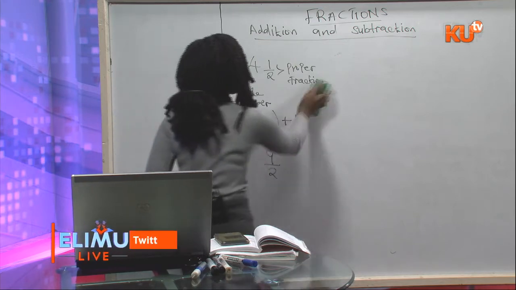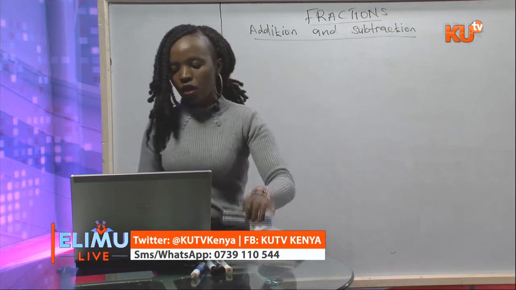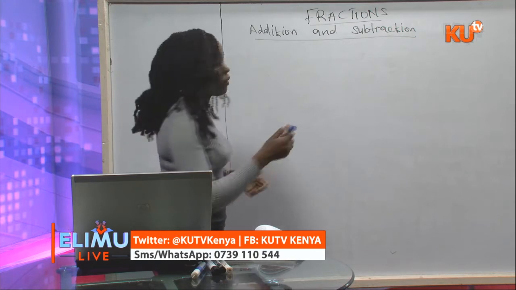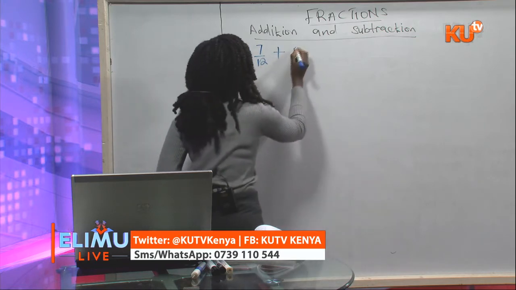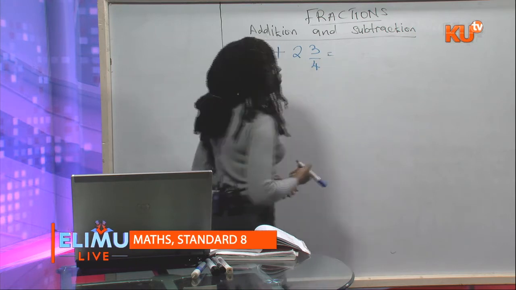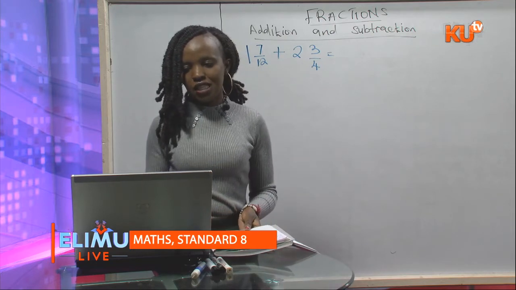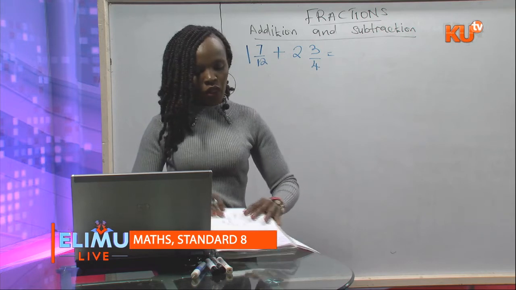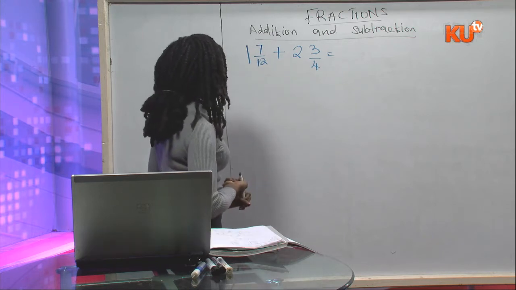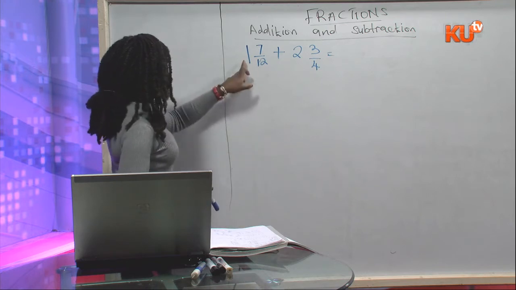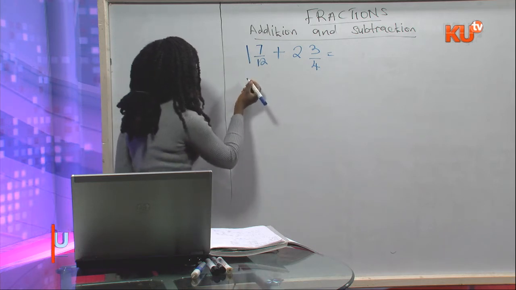So example 1. Our example 1, 1 and 7 over 12 plus 2 3/4. So the first thing before you add is to change the mixed fractions to improper fractions. And we said for us to change, it is the whole number times the denominator plus the numerator over the denominator. So you're going to have 1 times 12.